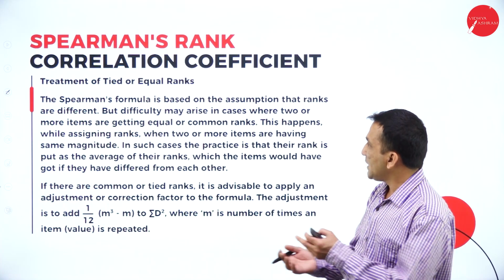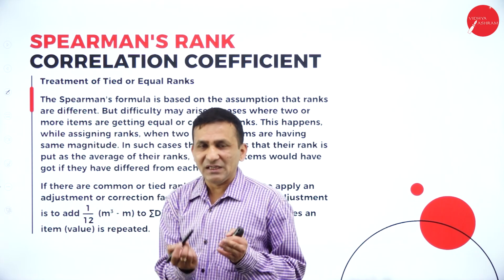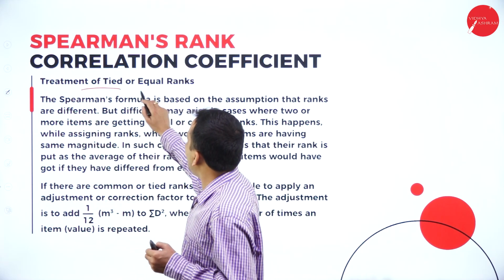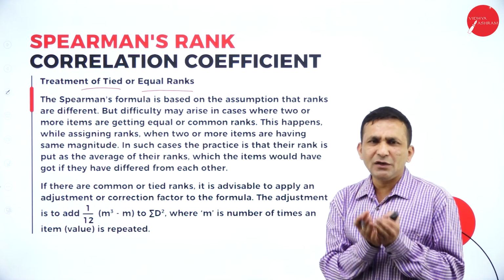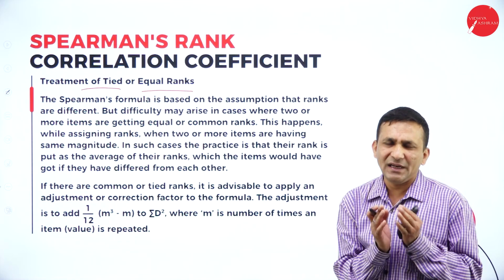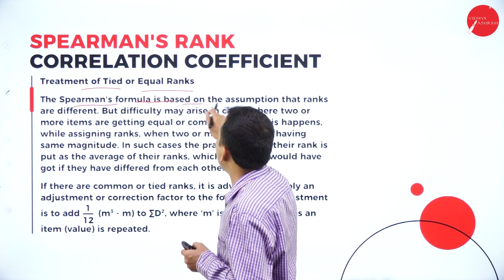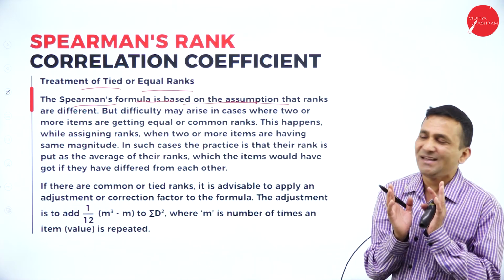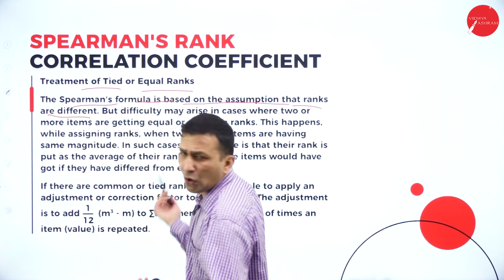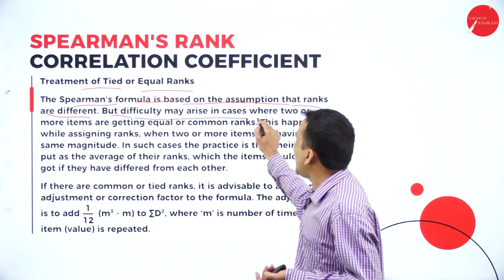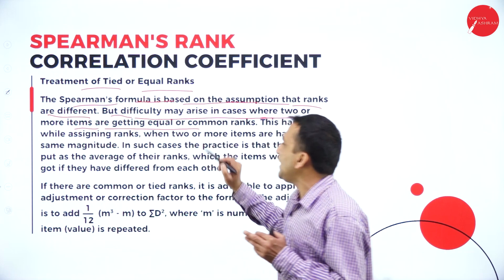There is one more question related to repeated ranks, where the treatment is different: the treatment of tied or equal ranks. For example, A, B, C, where two candidates get the same rank. In that case we need to depend on another formula. The Spearman formula is based on the assumption that the ranks are different, no problem, but difficulty may arise where two or more items are getting equal ranks.